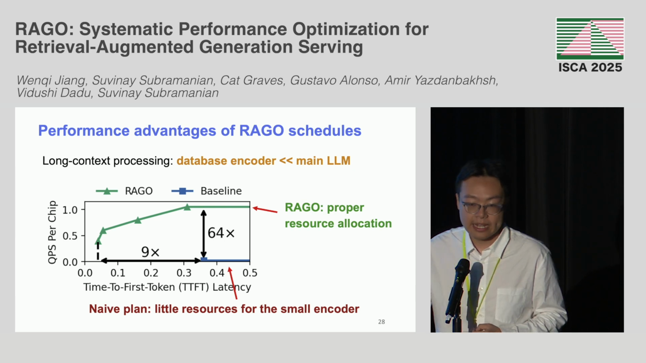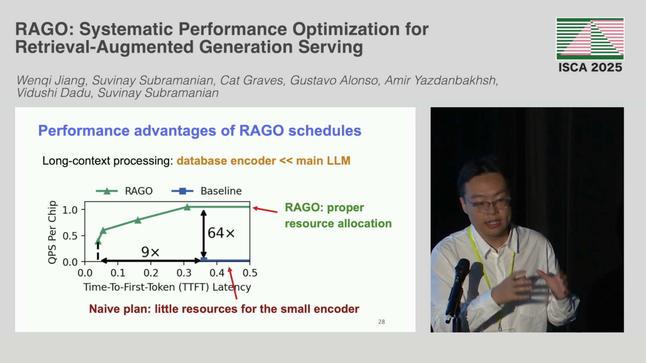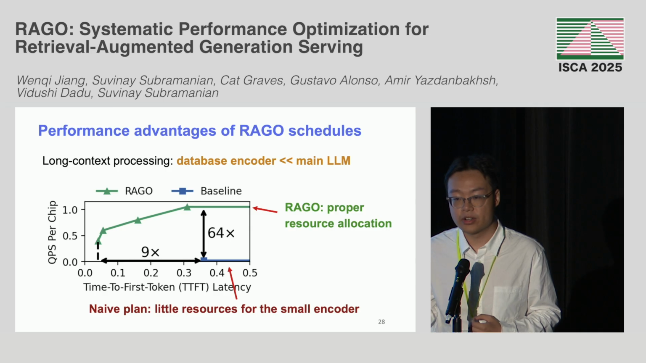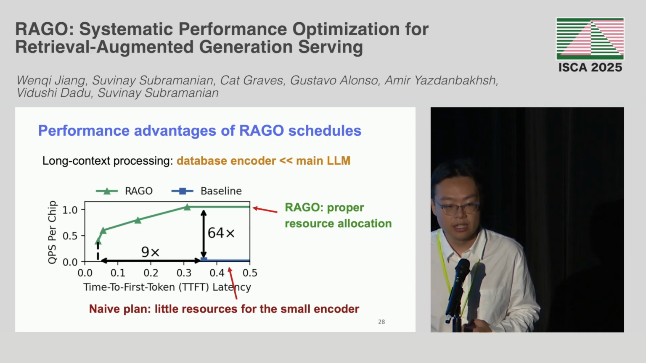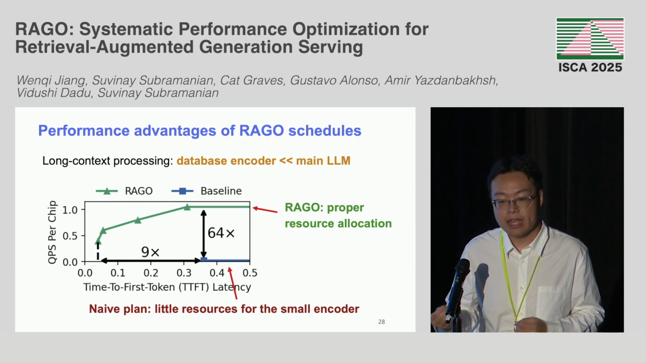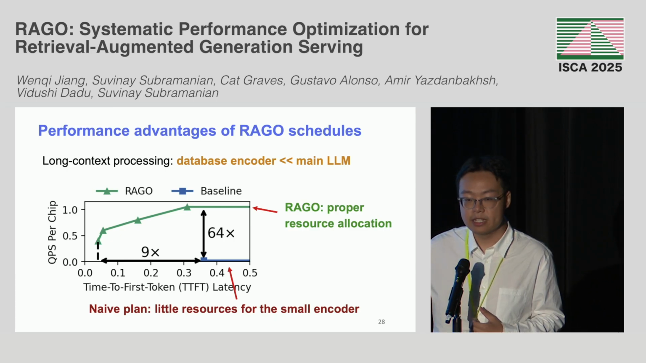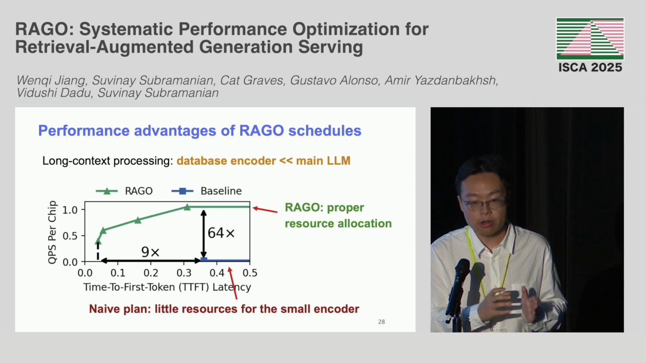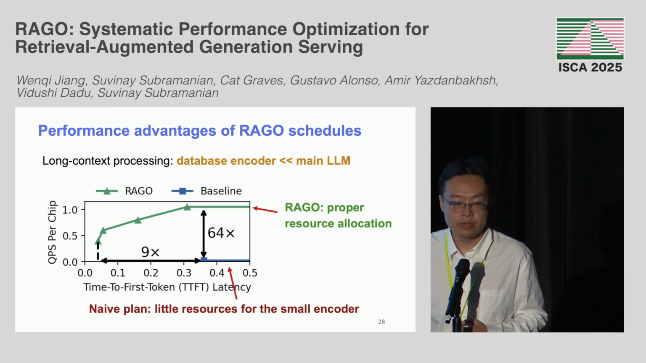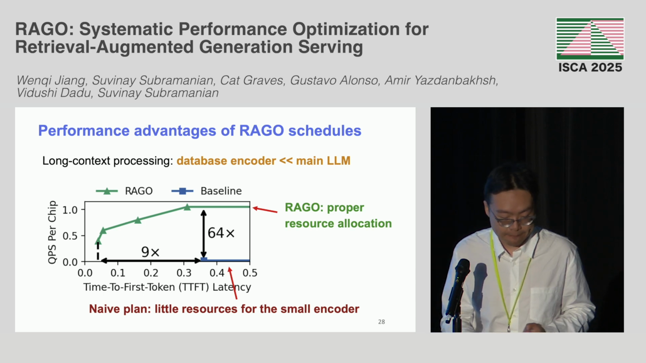For example, the naive plan at the bottom only allocates few resources to this small database encoder model, just because this model is hundreds of times smaller than the main generative LLM. However, as we have seen before, this small model can actually become the main performance bottleneck in the pipeline. So instead, RAGO navigates the system design space to do proper resource allocation, and that leads to 64 times improvement in throughput and also 9 times improvement in latency.